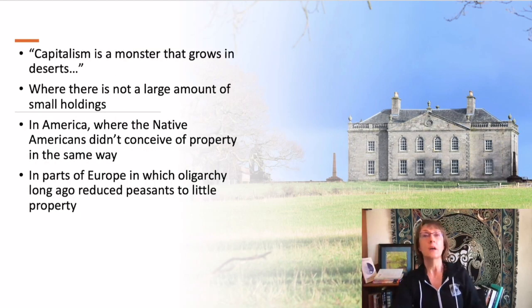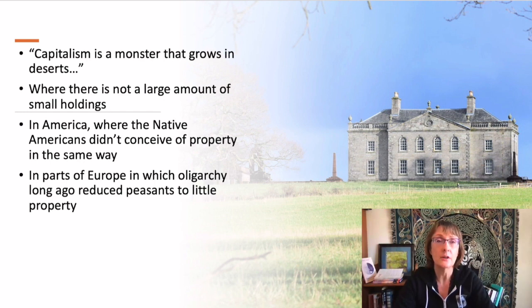He says, as a matter of fact, capitalism is a monster that grows in deserts, and he argues that it didn't spring up easily in places where property was evenly distributed and where people thought that they could make a decent living through their own work, providing for themselves and selling what they made to others, but rather it grew up and took off particularly rapidly in places where there were not a large amount of small holdings.